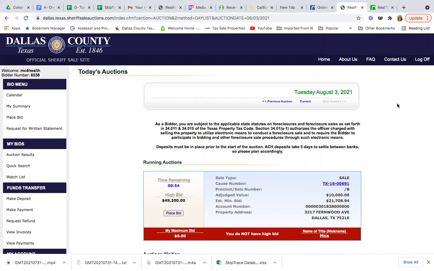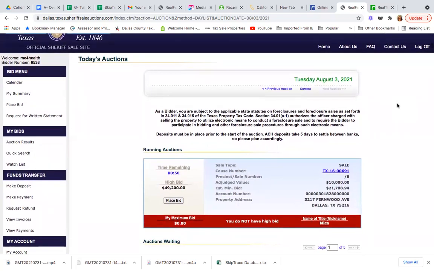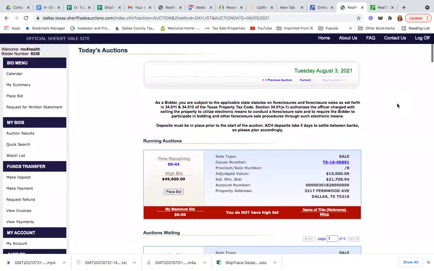Dallas County has now gone online, and today I am at the auction, and I just did a bid. I wanted to go over this because it's so cool. I really like it because it's really different compared to in person. As you can see right here, where my little arrow is, it says time remaining. So it's basically saying you have like 31 seconds.